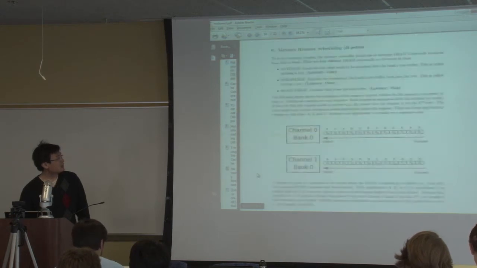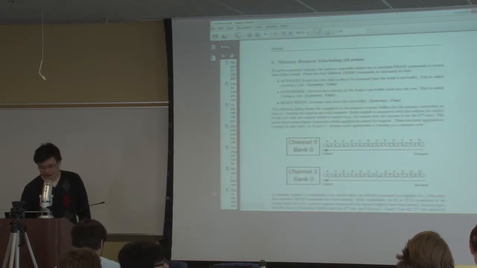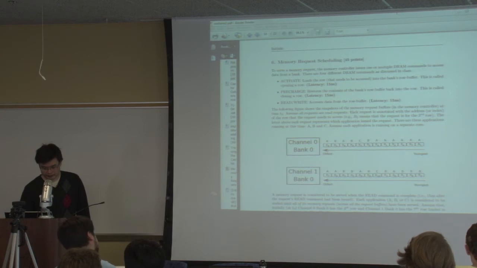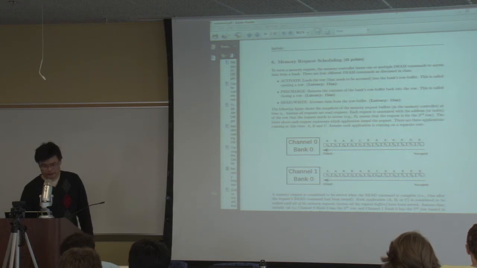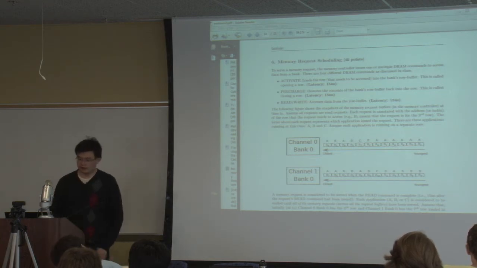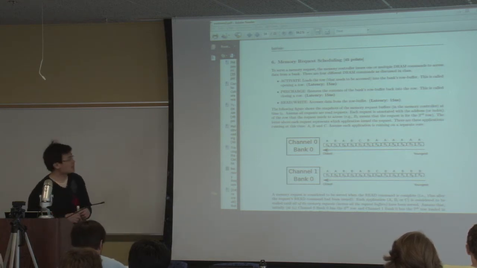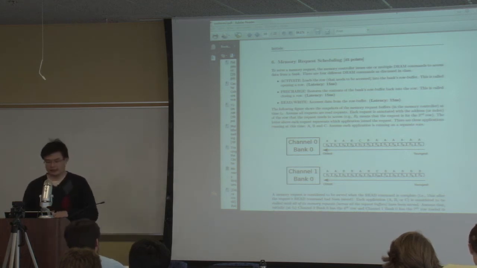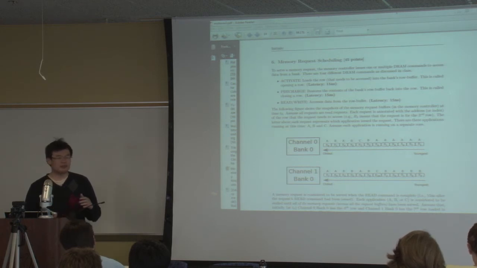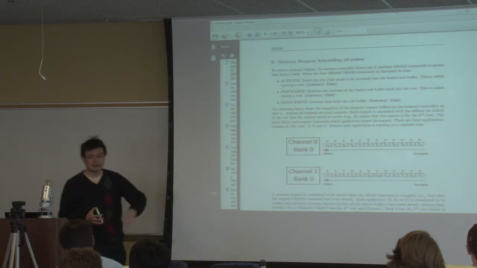Memory request scheduling. So the first question asked is, for each of these applications A, B, and C, what's their latency using FR-FCFS? Anyone had any question about using FR-FCFS on this?